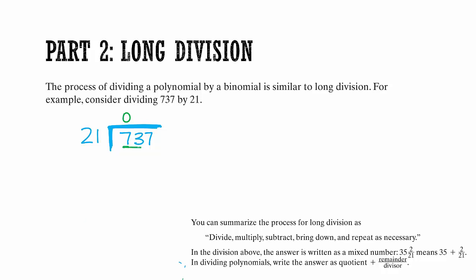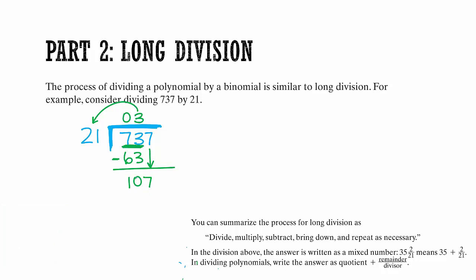Then you say, okay, how many times can 21 fit into 73? And it fits in 3 times. So then you took that 3 and you multiplied it by 21. And that gives you 63. And then you subtracted to see what was left over. So it goes in 3 times, but there's 10 left over, and then you had to bring down the 7. And then it started all over again.